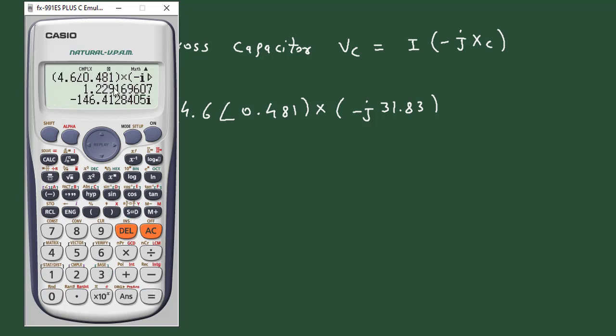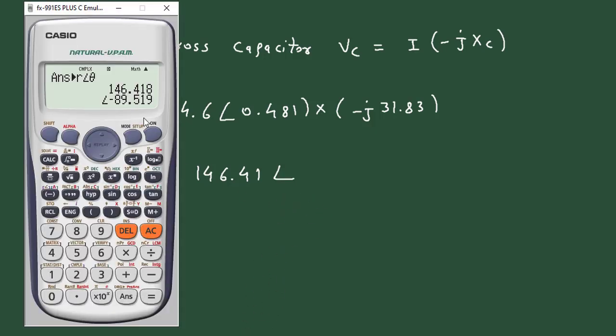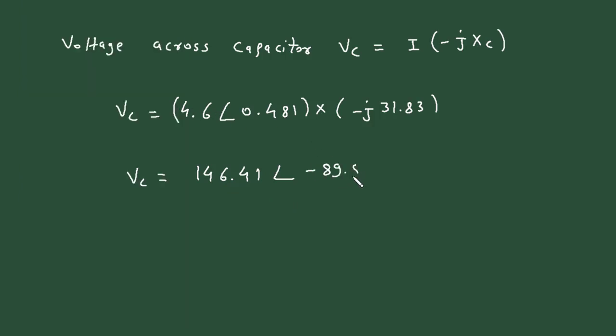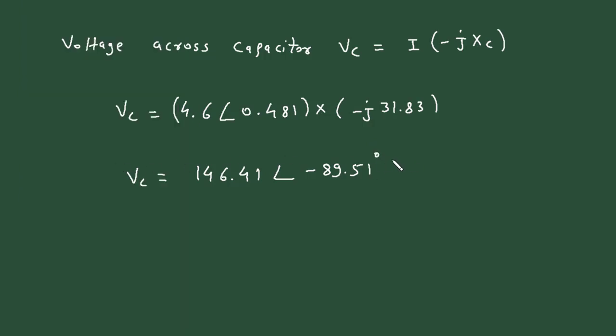So this is in rectangular form. In polar form, using shift 2 3, it is 146.41 at an angle of minus 89.51 degree, and its unit will be volt. So this is the value of VC, voltage across capacitor.